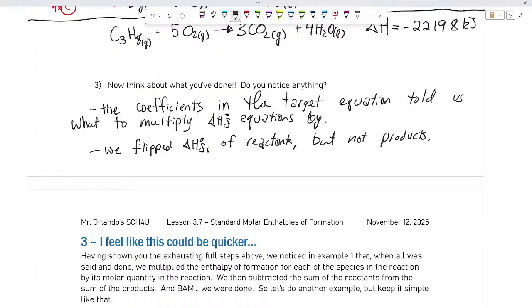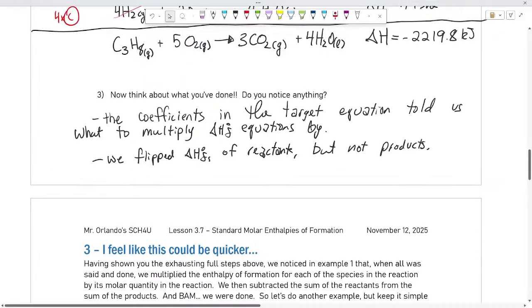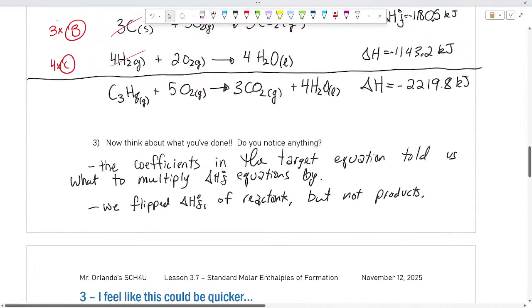So, with our formation enthalpies that we used there, it turned out that the multiplying we did was exactly the multiplying of the coefficients in the equation, right? Because the formation enthalpies are always how much to make 1 mole of that. So if your equation requires 3 moles, you just take that equation and you multiply it by 3. If your equation requires 5 moles, you take that and you multiply it by 5.